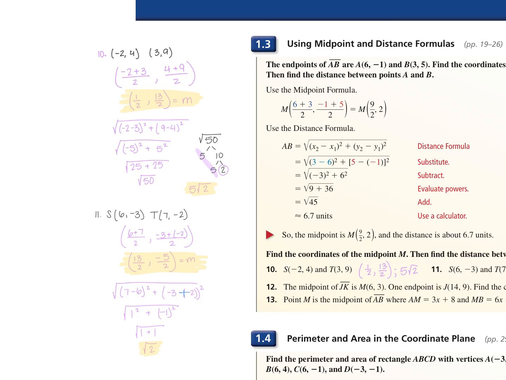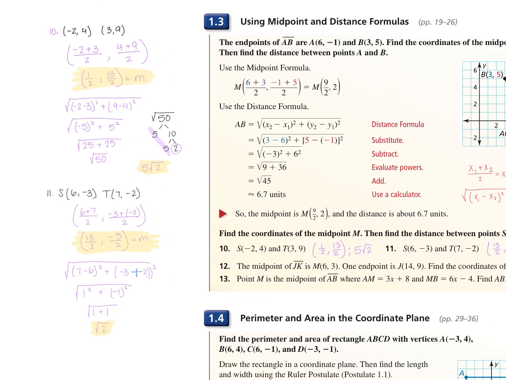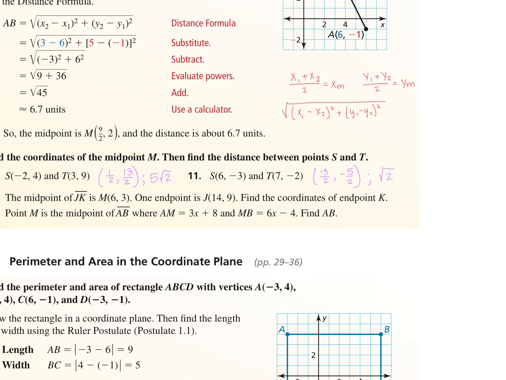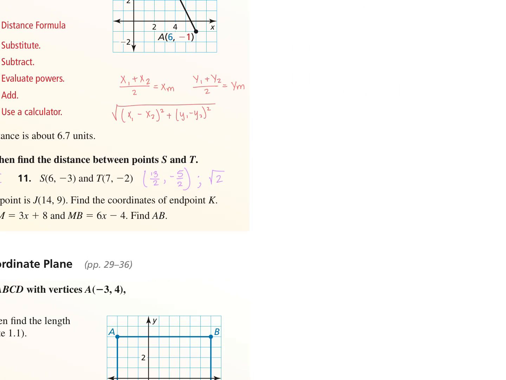All right, looking at number 12. Number 12 says the midpoint of JK is M, 6, 3. One endpoint is J, 14, 9. Find the coordinates of endpoint K. So for this one, I'm solving for an endpoint. Please pay attention to how I'm setting this up. Okay, so this is 12. I'm going to have 14 because they gave me 14.